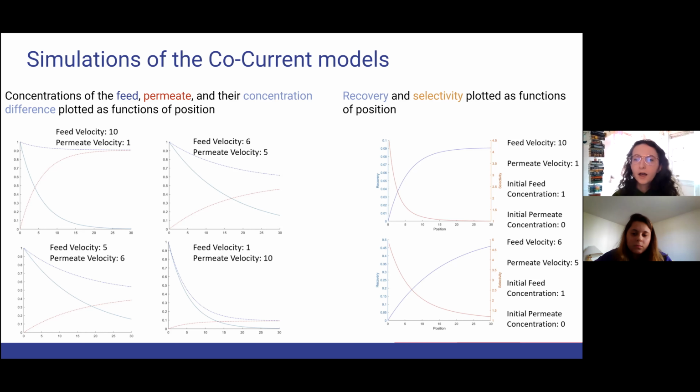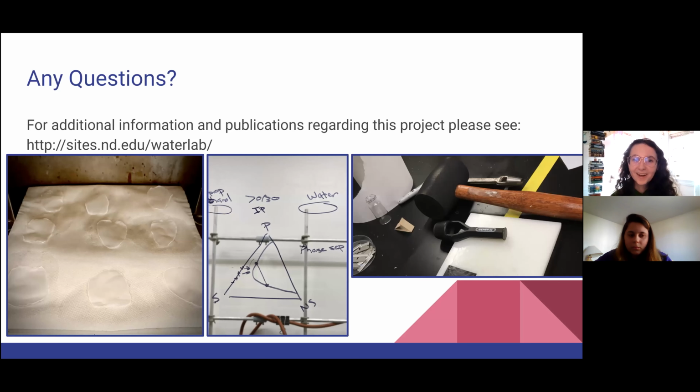And again, those factors of initial concentration and velocity do still make a difference. And so I'm looking closely at how we can best optimize those. So that is my project.